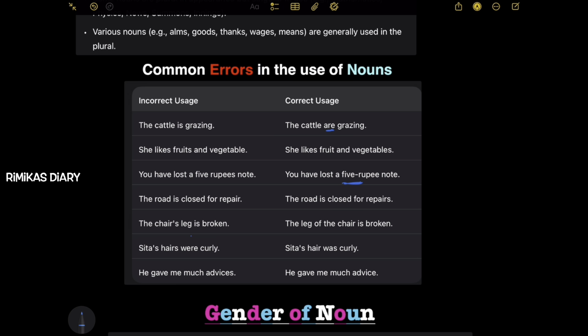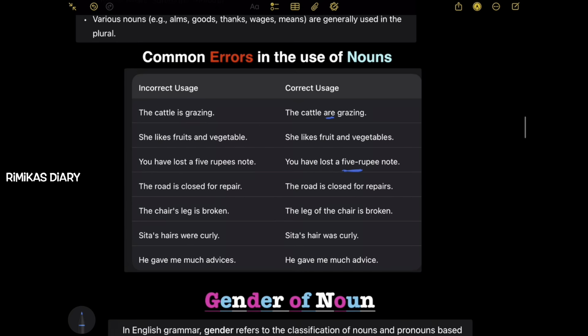Incorrect: The chair's leg is broken. Correct: The leg of the chair is broken. Incorrect: Sita's hair were curly. Correct: Sita's hair was curly. Incorrect: He gave me much advices. Correct: He gave me much advice.